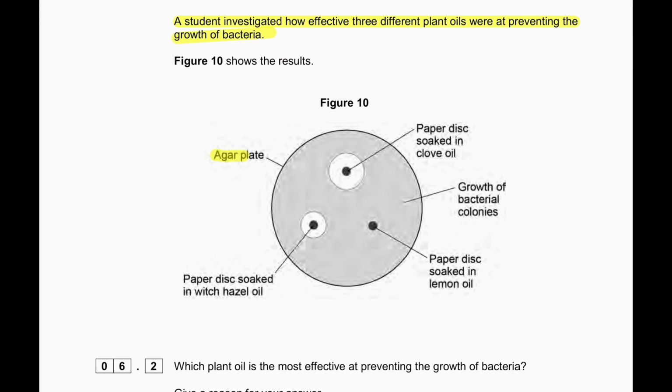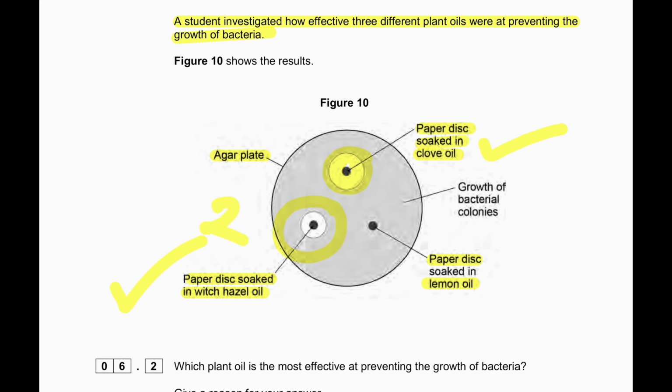You can see in an agar plate, we have a paper disc that is soaked with clove oil. Then we have a paper disc that is soaked with lemon oil, and a paper disc that is soaked with hazel oil. We can see that the paper disc soaked with clove oil has the largest clear region, meaning that clove oil is the best at killing bacteria. However, the paper disc soaked with hazel oil has the second largest clear region, meaning it is the second best.